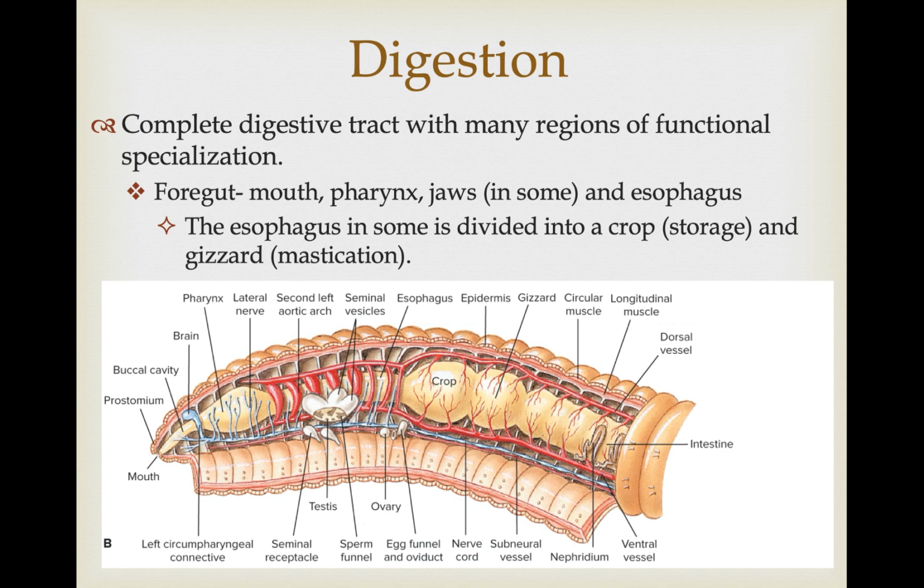Annelids have a complete digestive tract with lots of specialized regions of organs for specialized functions. We generally break it up into 3 basic regions. The foregut includes the mouth here, going into the pharynx, and there can be jaws in some. In this situation, again, some of those are protrudable. Then that goes into the esophagus, and then into the crop, which is used for temporary storage of materials, and then the gizzard, which is used for grinding up that material. So a highly muscularized, grinding part of the esophagus.